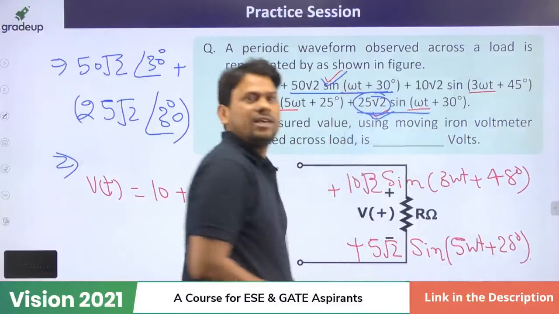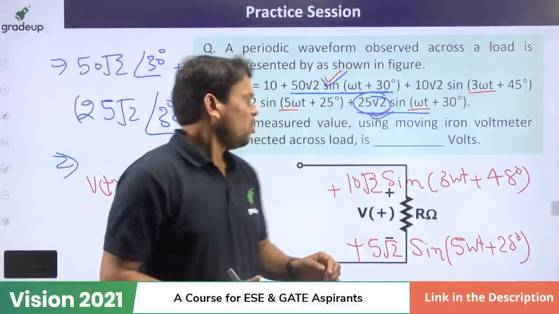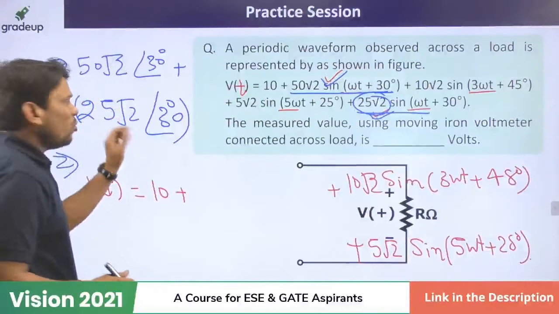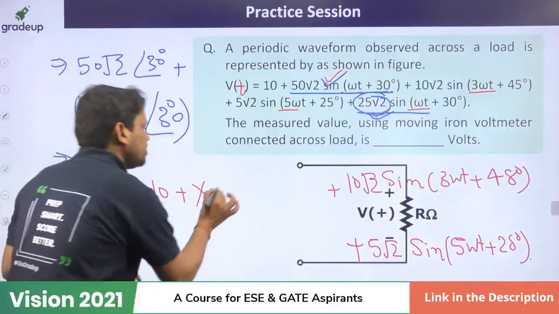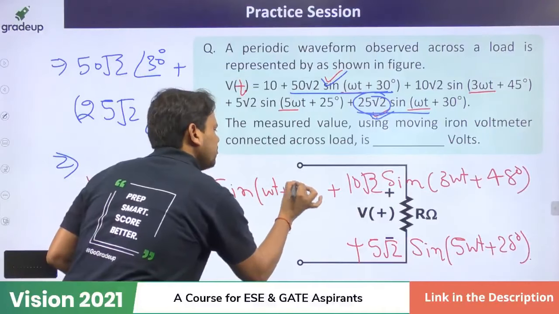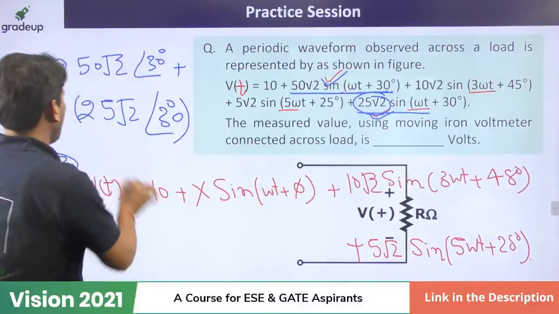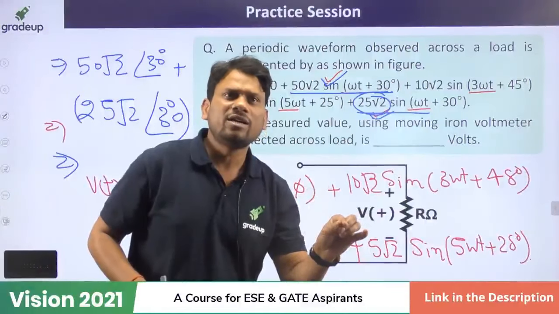Please mind it, that is the important thing. Somebody please reply fast. What will be this value? Whatever this value will come, I'm going to write in this fashion: x sine omega t plus some phi, and that x and phi we can calculate by addition of both. Is it clear to everyone?